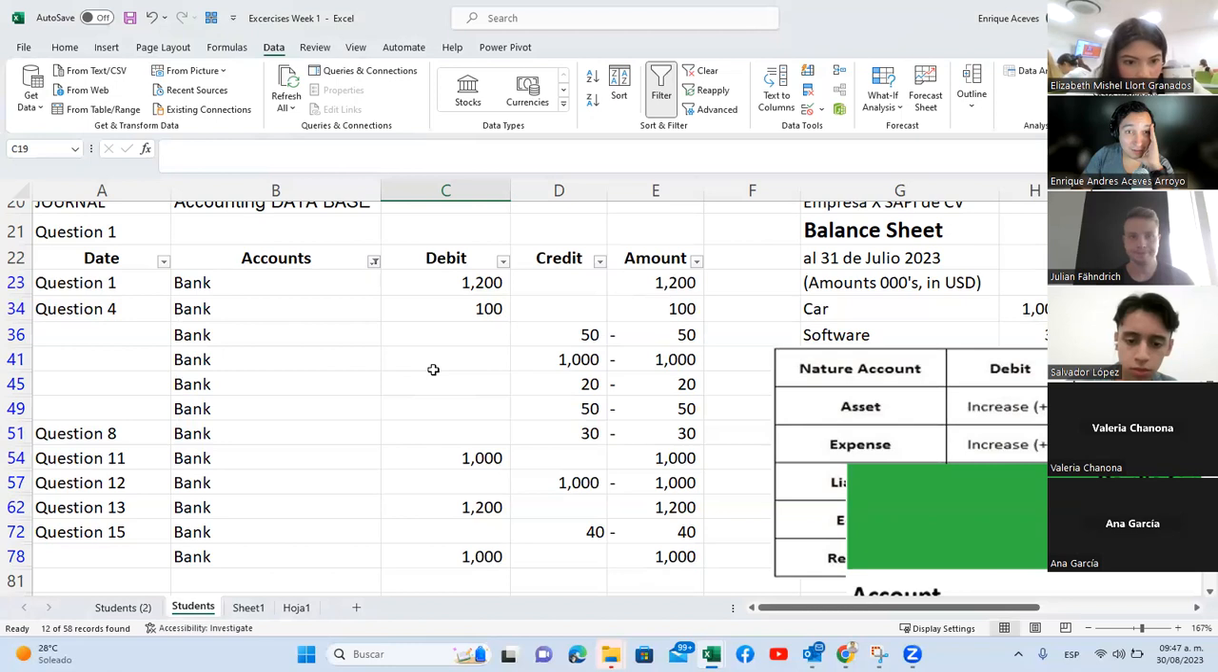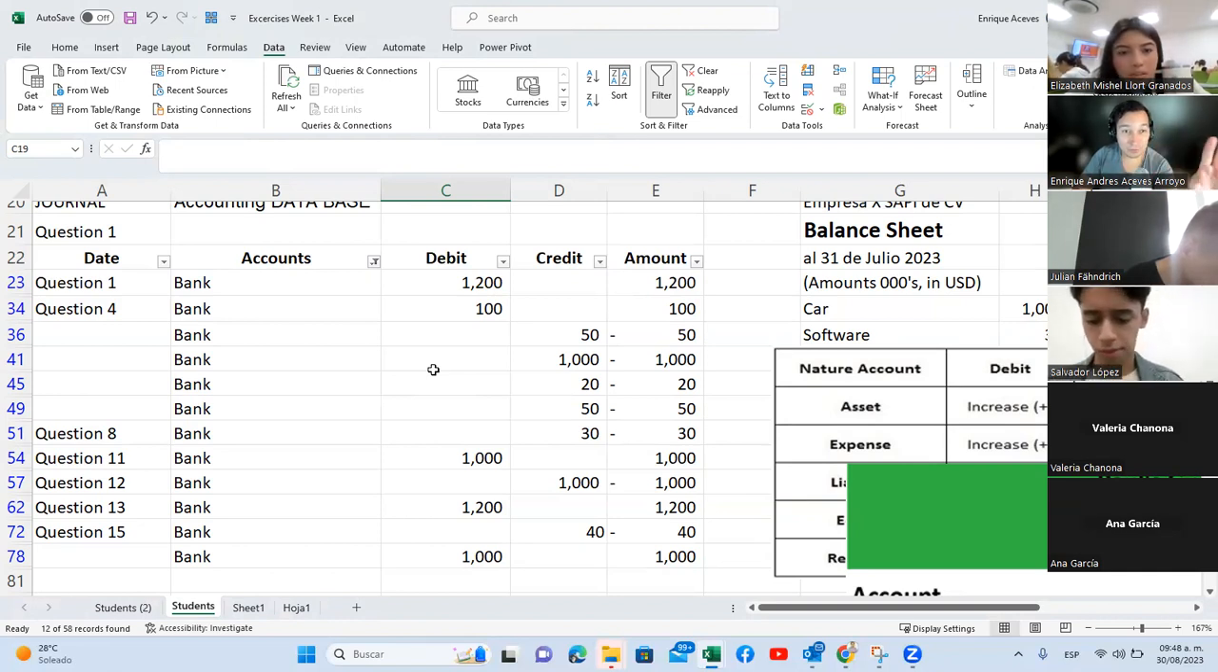Elizabeth, ¿tienes solo un banco en tu filtro? I have one that says liability bank loans. No, no, esos son otros. Pero banks, you should only have one. Bank loan es otra cosa. Eso es liability.